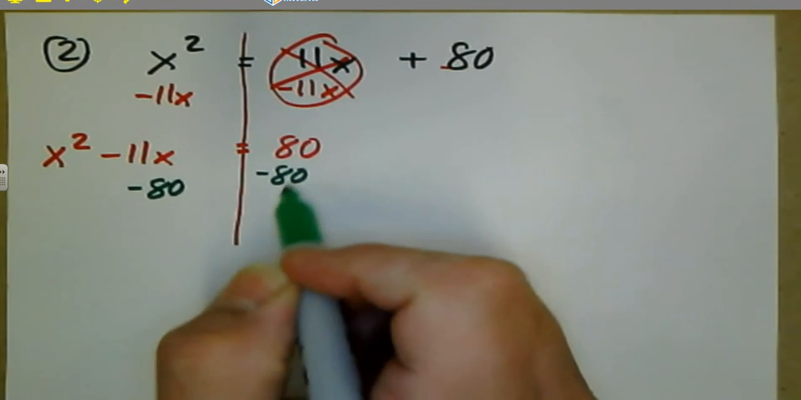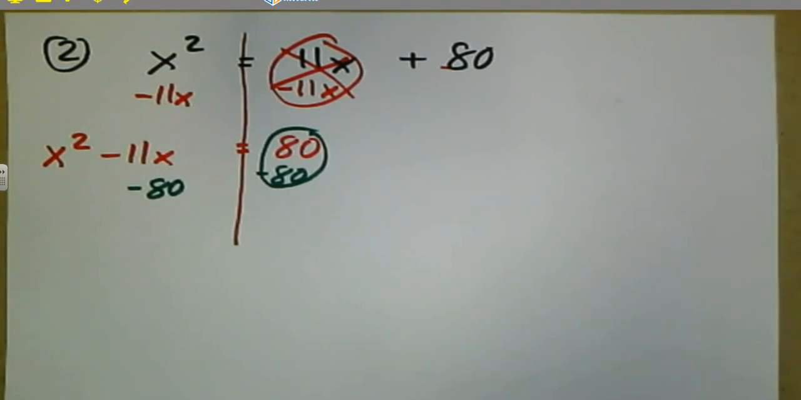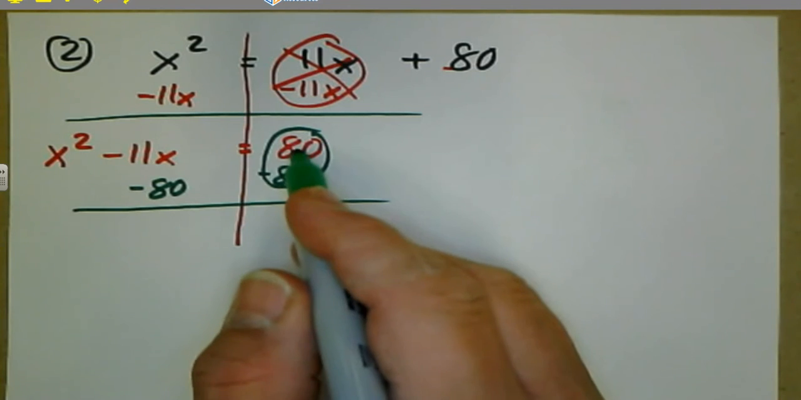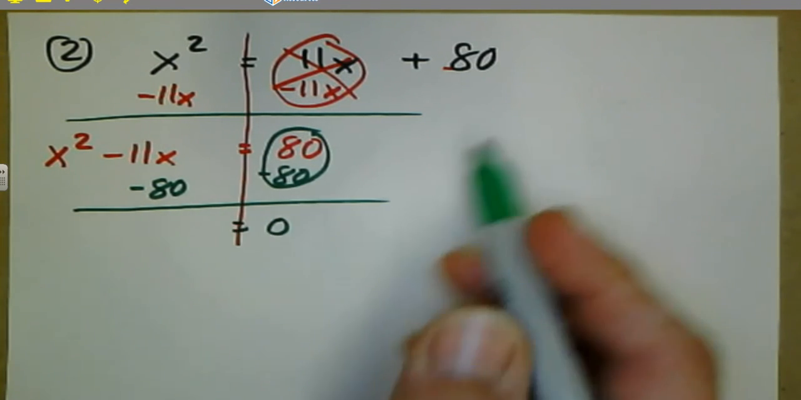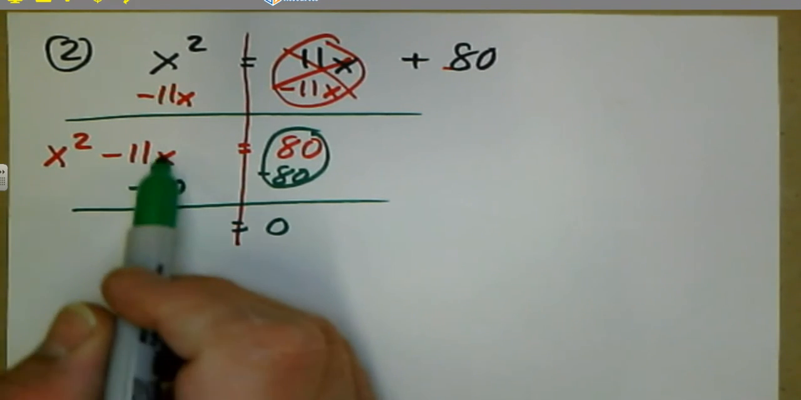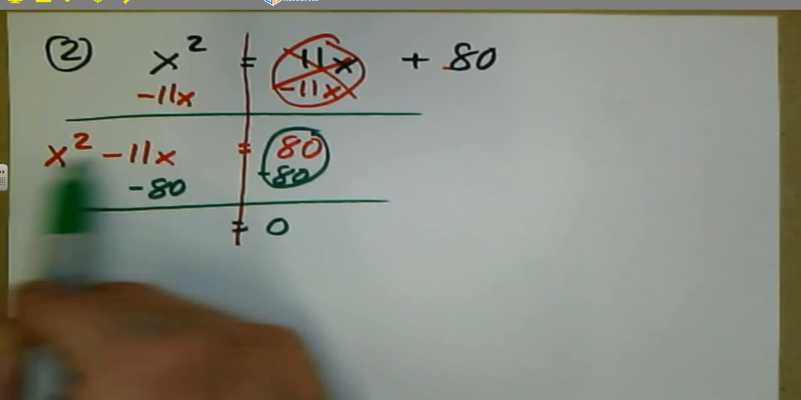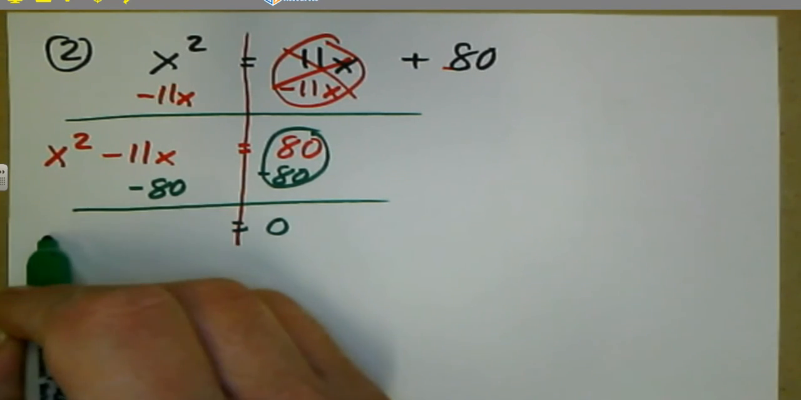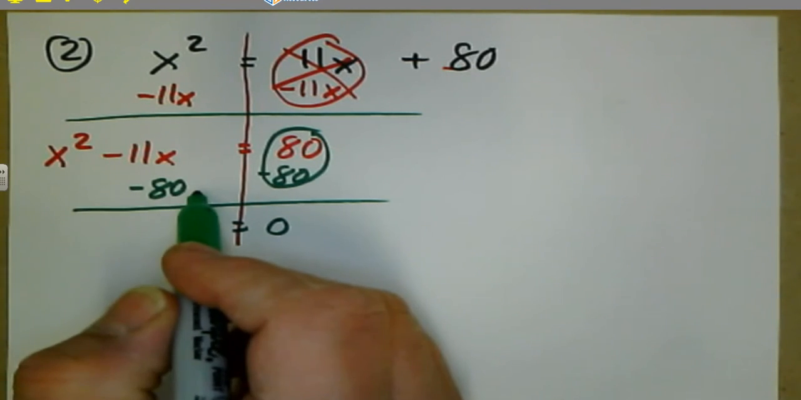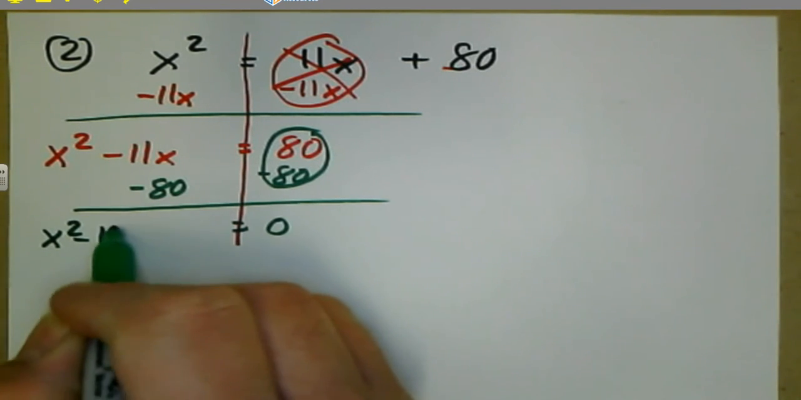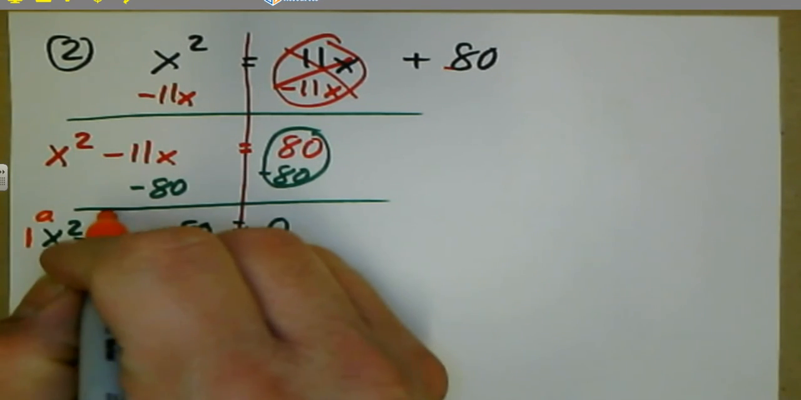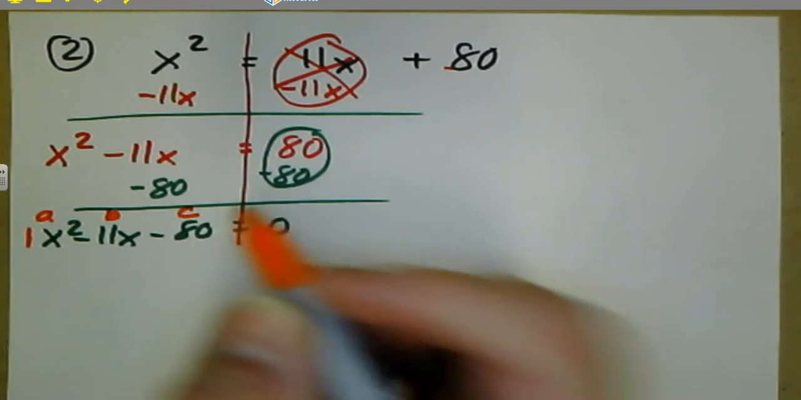Guys, this is all of those 5 steps that we've been learning. 80 minus 80 is 0. Now we have 0 over there. Can I add this negative 80 to this or this, or any of these like terms? No, they are not. This is an x squared, this is an x, this is no x. So x squared minus 11x minus 80. Now I have what I can do. That 1 would be my A, the negative 11 would be my B, and the negative 80 would be my C.